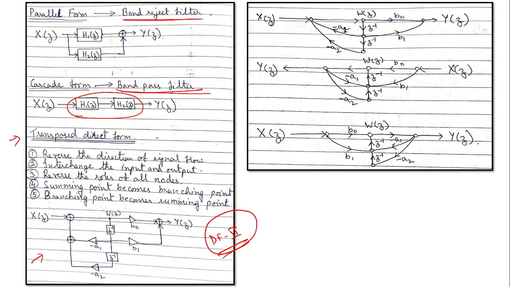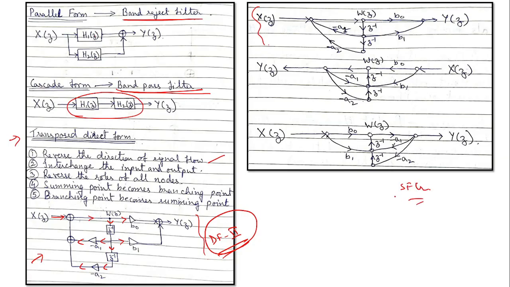The steps are, first, reverse the direction of the signal flow. So how was the signal flowing? It was going here, then here, then here, like this, right? I'm just drawing the arrows. Now if you look at this and this architecture, both are the same. I have just put some notes, and this is the signal flow graph.